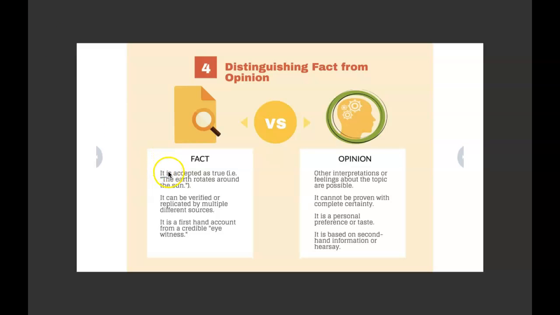Facts are accepted as true, like the earth rotates around the sun, we know this, and it can be verified or replicated by multiple different sources, and you would find the same thing to be reported in different entities. It is a first-hand account from a credible eyewitness. Often with history, primary sources can be really helpful with this too. The same thing might apply to journalism.